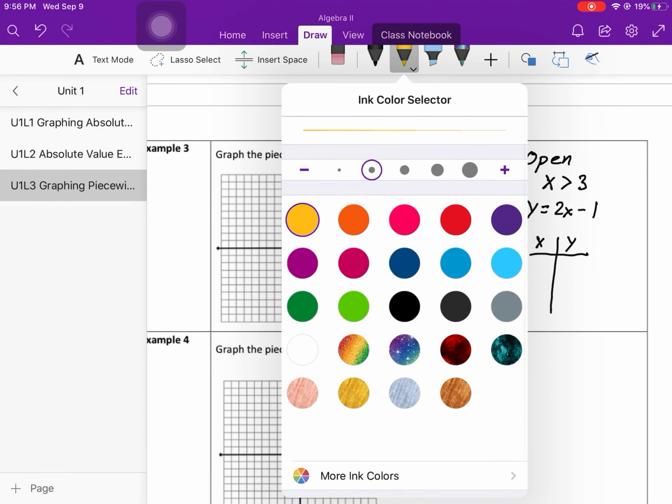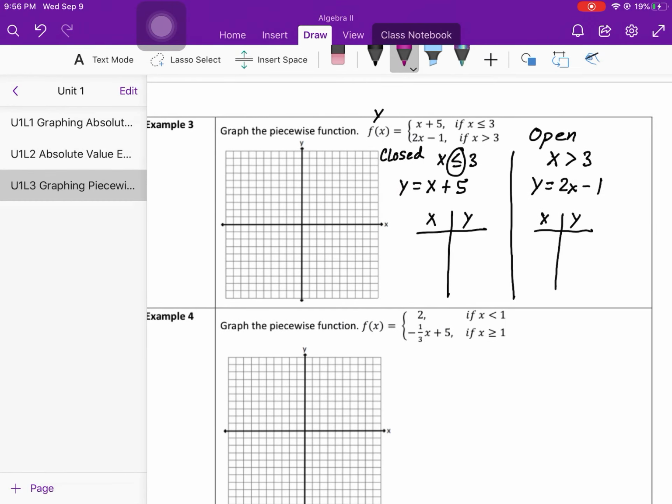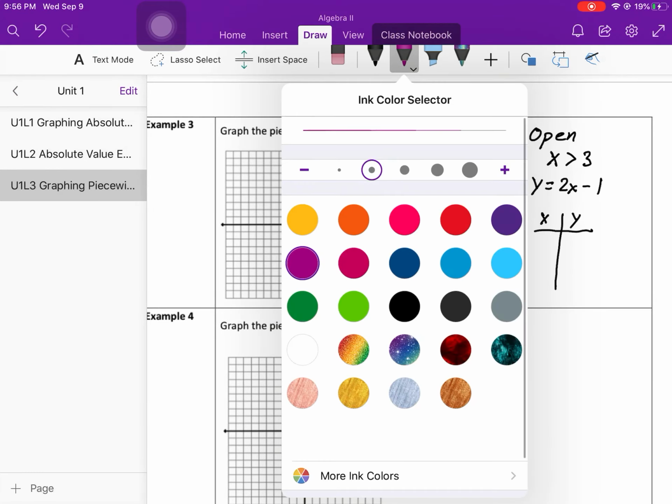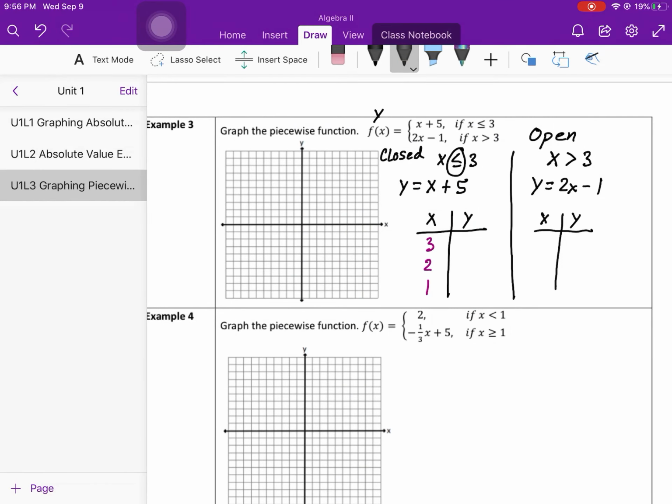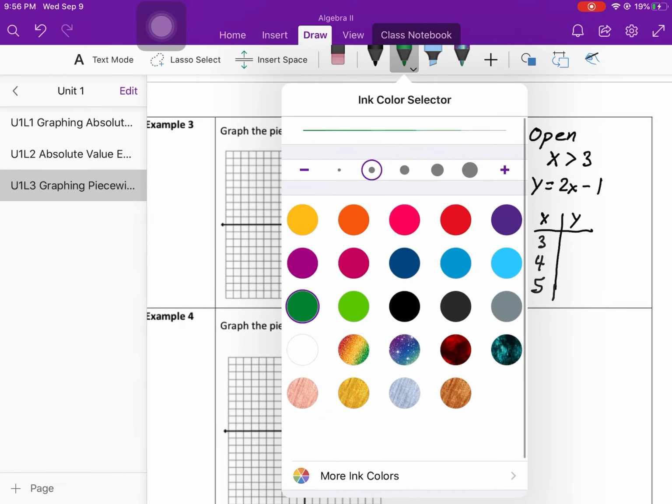All right, so let me change my color here just so we can see the graph. Let's do that one right there. So for this one, we are going to pick the points 3 and then a couple points smaller. Let's go 2, 1. And then the right side, let's do a different color. We'll do this, whatever that is. Greater than or equal, or greater than 3. So I do want to include 3. So 3, and then we'll go 4 and 5. So we got 3, 2, 1, and then 3, 4, 5. Go ahead and plug those in.